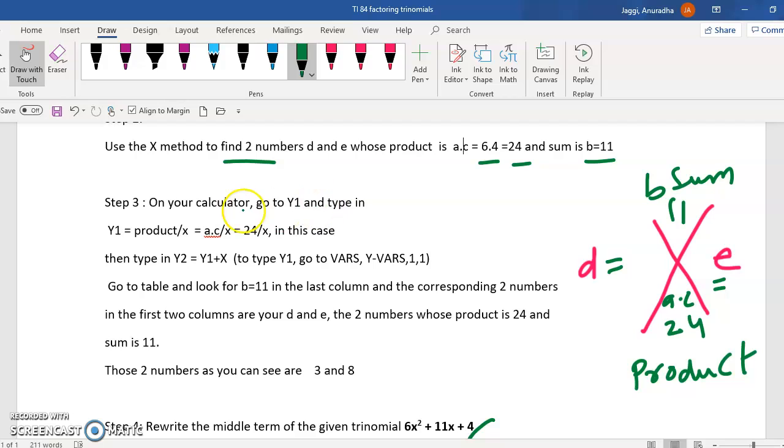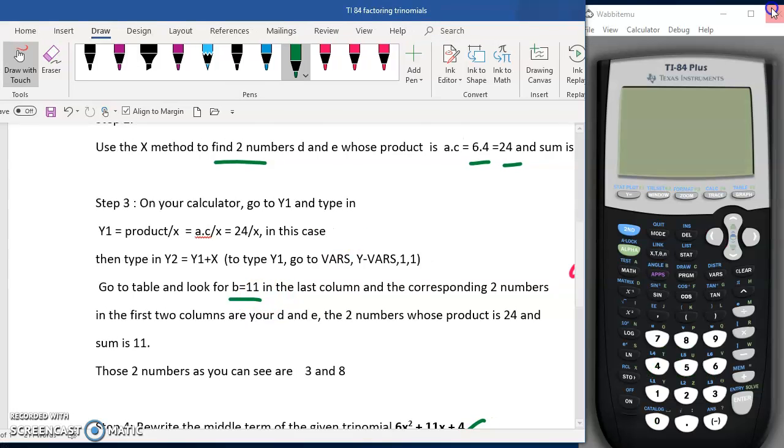So I will read out these steps, then I'll show you on the calculator. On your calculator, go to Y1 and type in the product, which in our case is a times c, which is 24, divided by X. Then you go to Y2 and type in Y1 plus X. How do you get your Y1? You have to go to VARS, Y-VARS, and then 1, 1. I'll show you everything. And after that, we have to go to the table to look for b in the third column. So let's see how we do that.